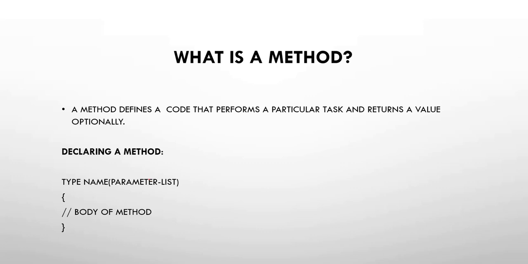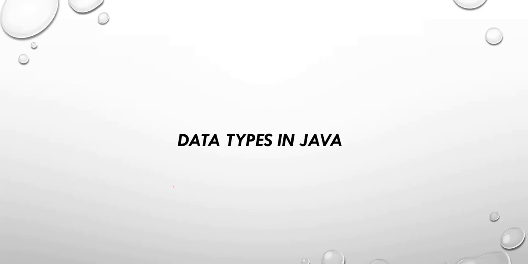So how do you declare a method? This is how its syntax looks. Type defines the data type of the value that is being returned by this method. Name is the name of the method, and the parameter list represents the arguments that the method contains, and it can also contain zero arguments. And if this method does not return any value, then the type of the method is void. So this is about methods.